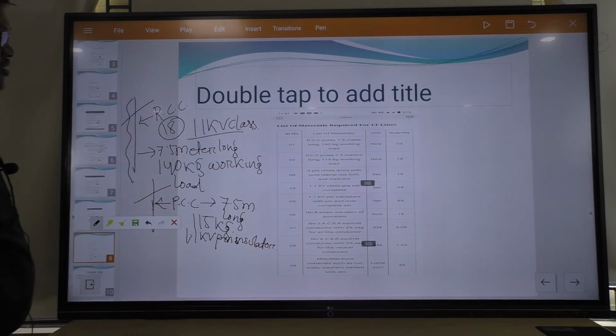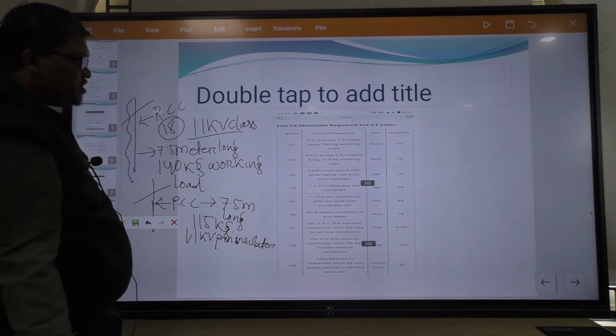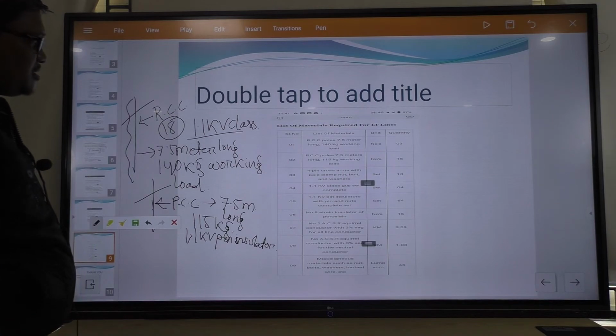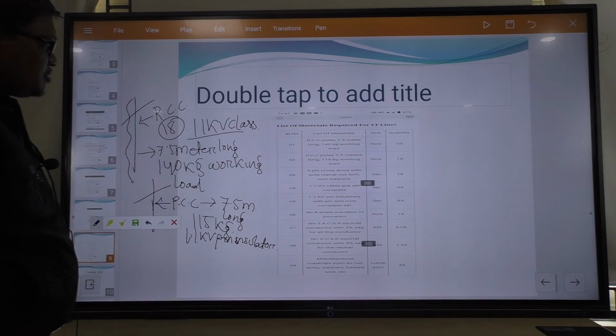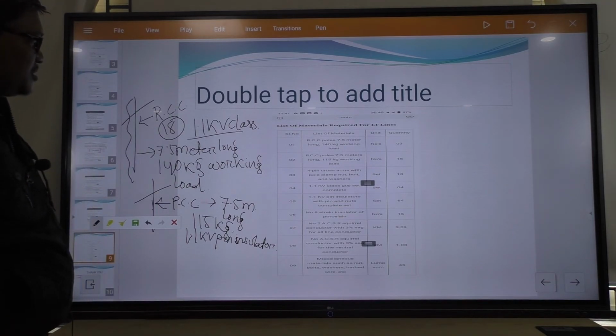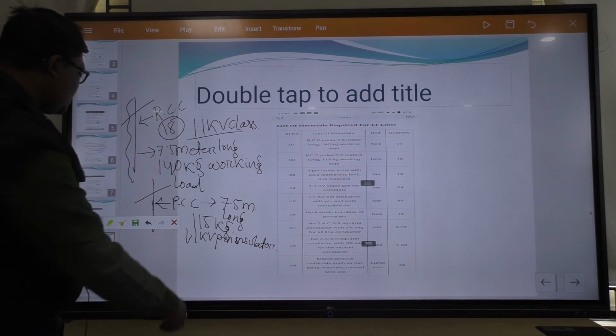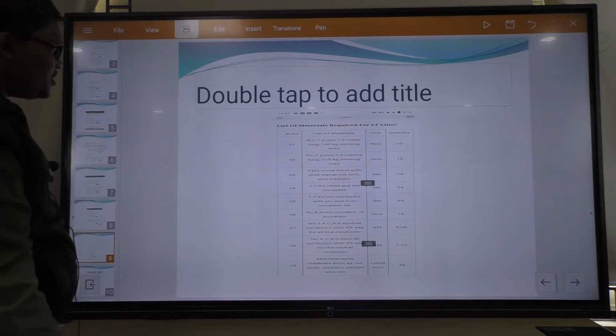Pin insulators, with nuts and bolts, are 64 sets. Next, strain insulators required are 16 numbers.